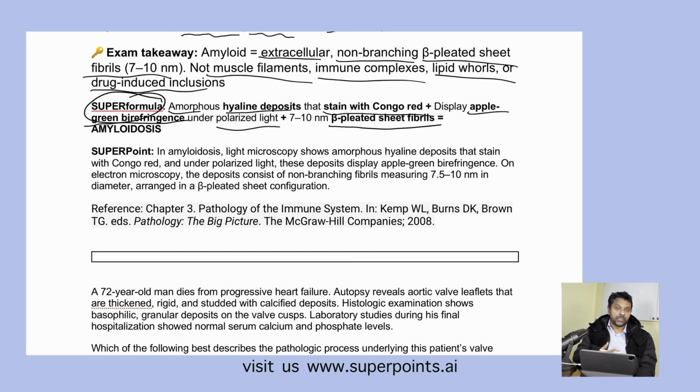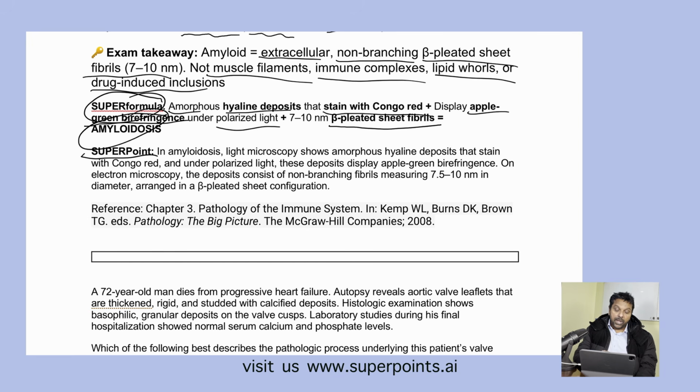So if you see those words, hyaline deposits, and they're staining with Congo red, apple green birefringence, and then beta pleated structures, you know very quickly that they are talking about amyloidosis. All right. So the point is, this is something you need to put to your memory.